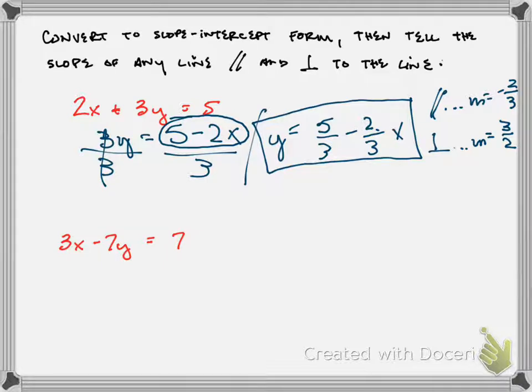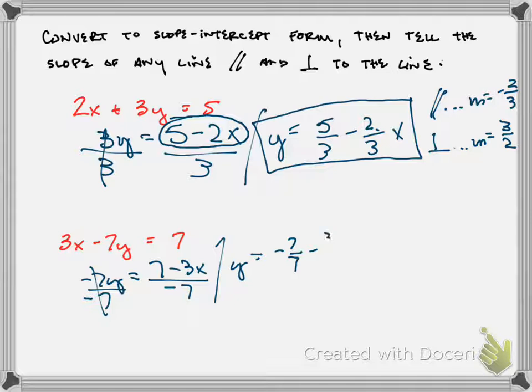3x - 7y = 7. Again, we want slope-intercept, so I'll subtract 3x. -7y = 7 - 3x. I'll divide everything by -7, and we get y = -7/7 - 3x/-7. -7 over 7 is -1. That's your y-intercept. A negative divided by a negative results in a positive, so plus 3/7 x. y = -1 + 3/7 x is your slope-intercept form.